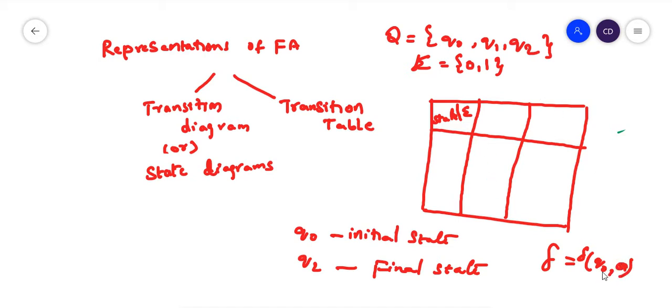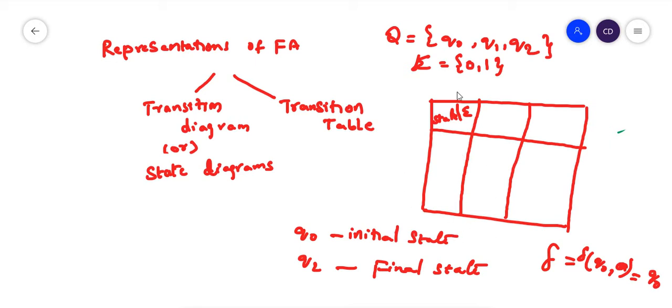So from the initial state, you start by reading an input symbol on your input tape. Now you are moving to some other state. Suppose I take an input 0 and I stay in the same state. That representation you can give here.